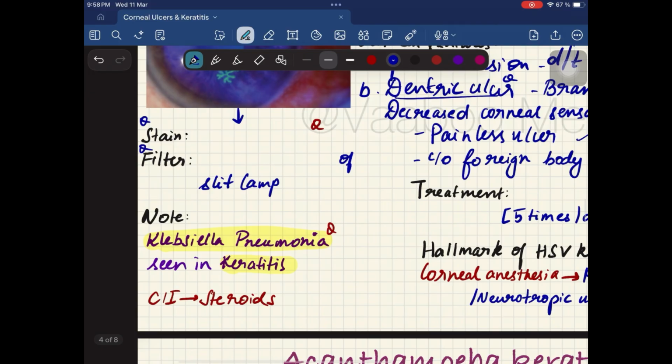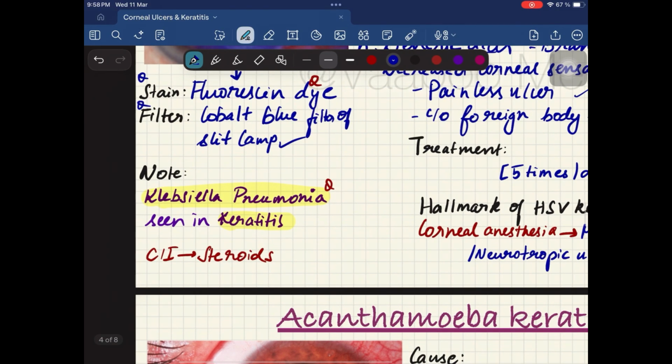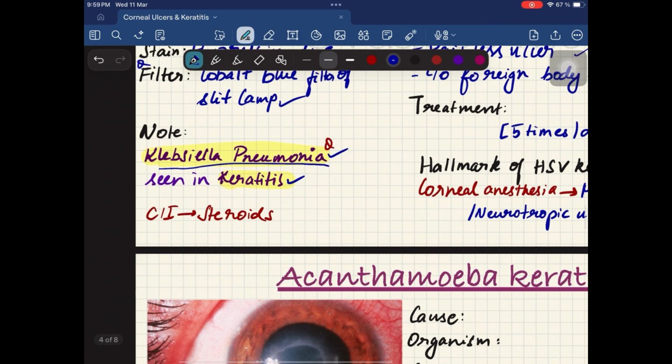The stain we use in this case is fluorescent dye, and the filter we use is the cobalt blue filter of the slit lamp. This question was asked 2-3 years ago, like Klebsiella pneumonia seen in keratitis, a one-liner question. And in this case also, steroids are contraindicated.